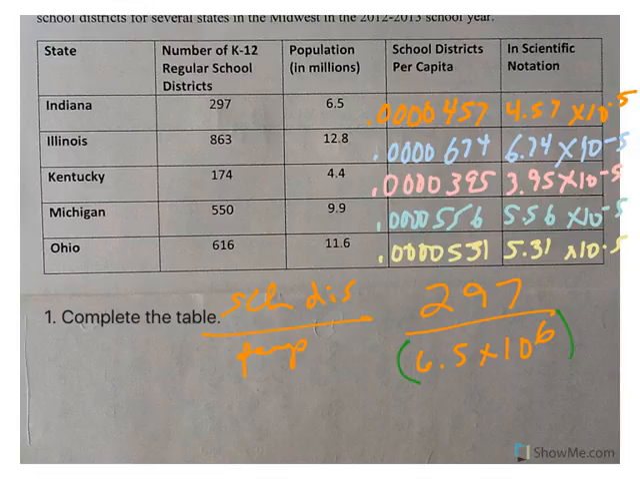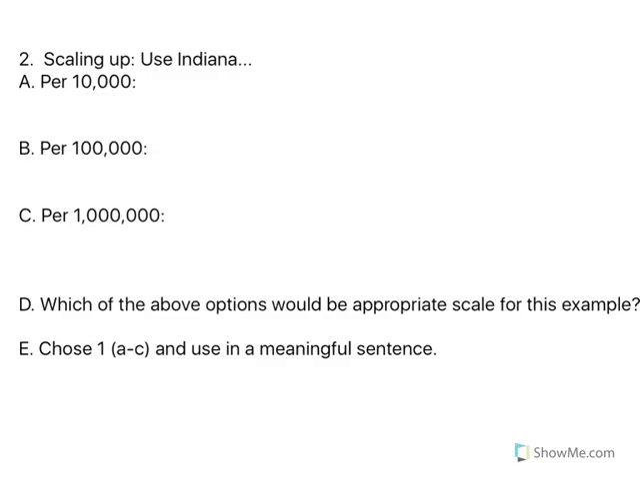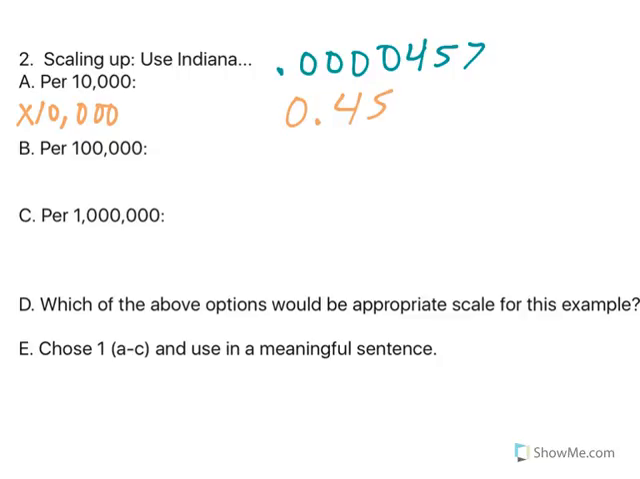All right, so in working for number 2, we're going to scale up Indiana. So Indiana's per capita is 0.000457. Now to go per 10,000, we're going to multiply that number by 10,000. So if we take that per capita times 10,000, we get 0.0457. So that's per 10,000. So if you have 10,000 people, you're going to have approximately half of a school district, is what that's saying.